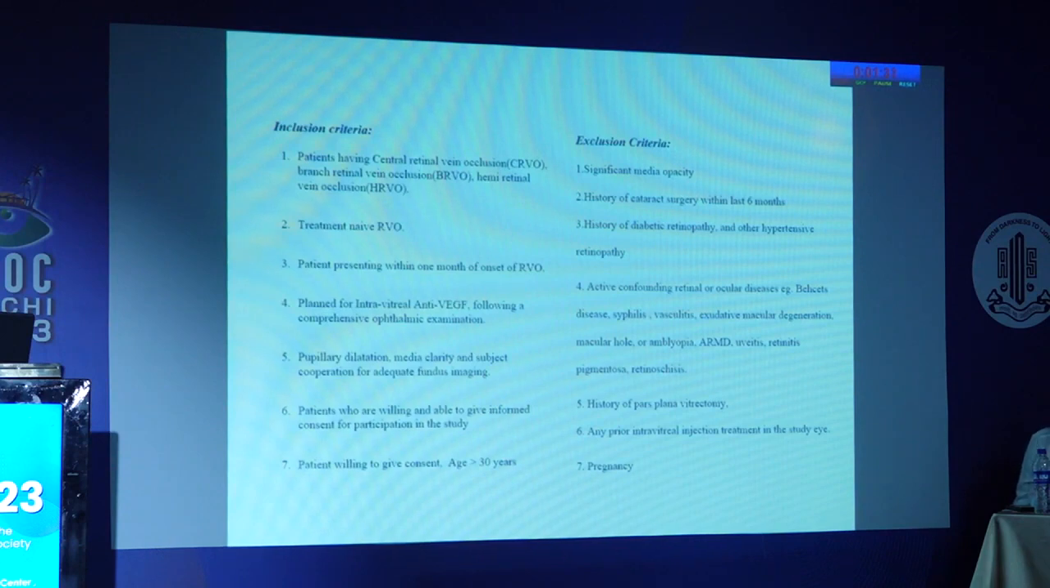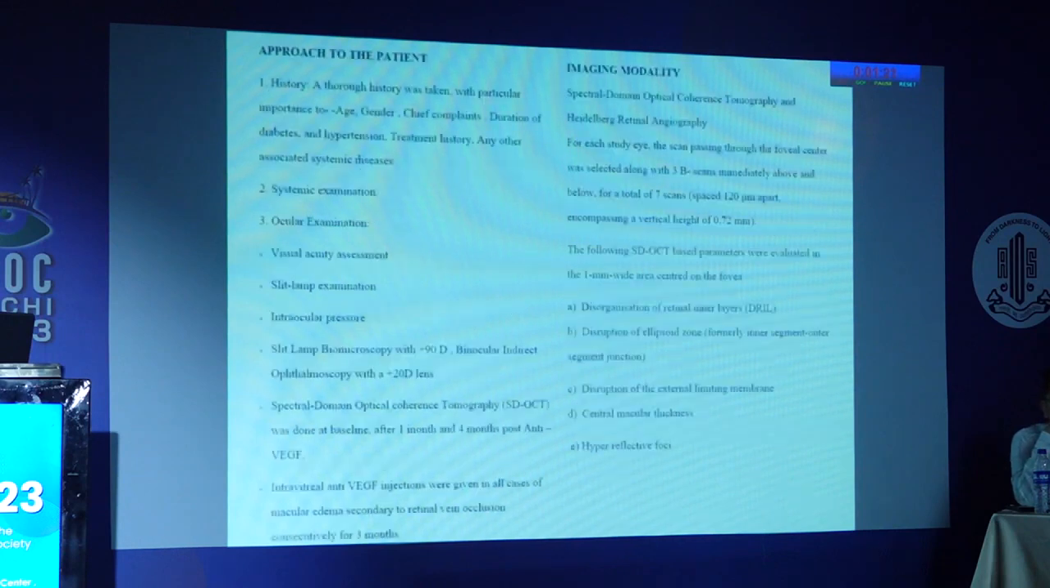Whereas the exclusion criteria were significant media opacity, history of cataract surgeries, any other confounding retinal diseases, history of any other previous surgery or pregnancy, or any intravitreal injections. Approach to the patient: history was taken in detail, systemic examination was done, and ocular examination with visual acuity examination. SD OCT was done at baseline, after 1 month of injection, and after 4 months of injections. There were 3 consecutive anti-VEGF injections given.